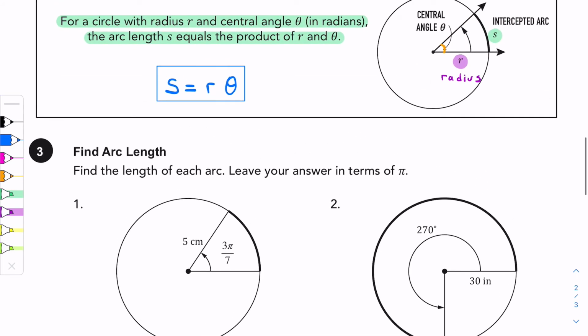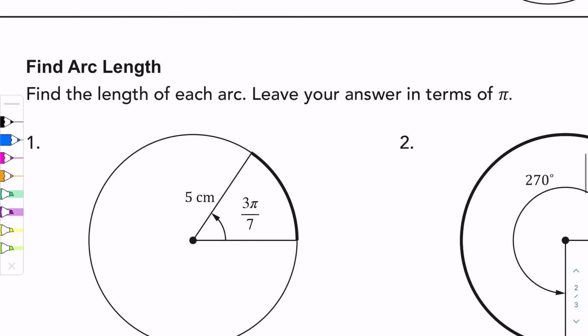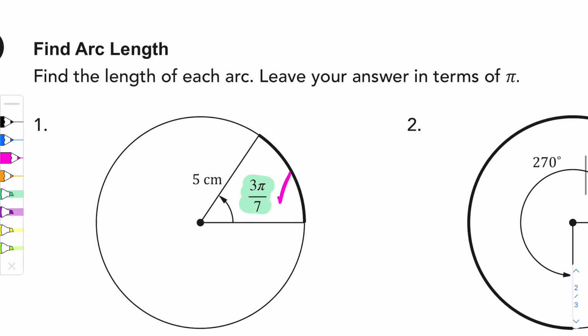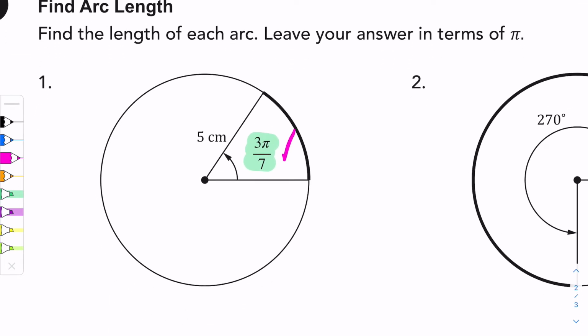So looking at the first example and following along with what we just talked about, we need to make sure that our angle is in radians. Radians always include pi, which here it does, so we're good, that's in radians. And then we need to fill into the formula of arc length represented as S, so that would be this length here, is equal to the radius times theta.